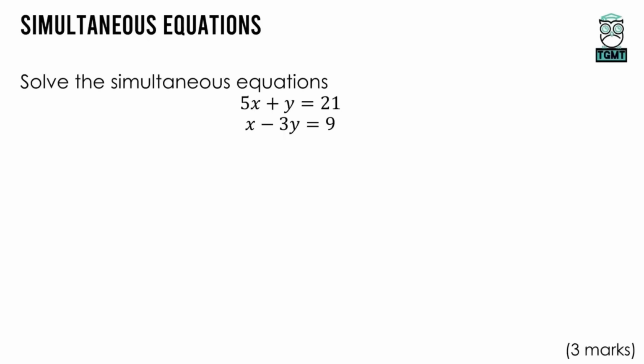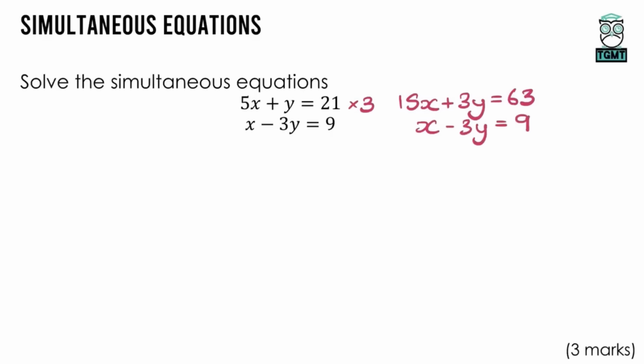Now to do that, we need to multiply this top equation by 3 to make sure that we have 3y in the middle. Now that means everything gets multiplied by 3, so we would have 15x plus 3y is equal to 63. The second equation, we're not changing anything, so we'll just rewrite that underneath so that we can compare these two and see what we're going to do next.